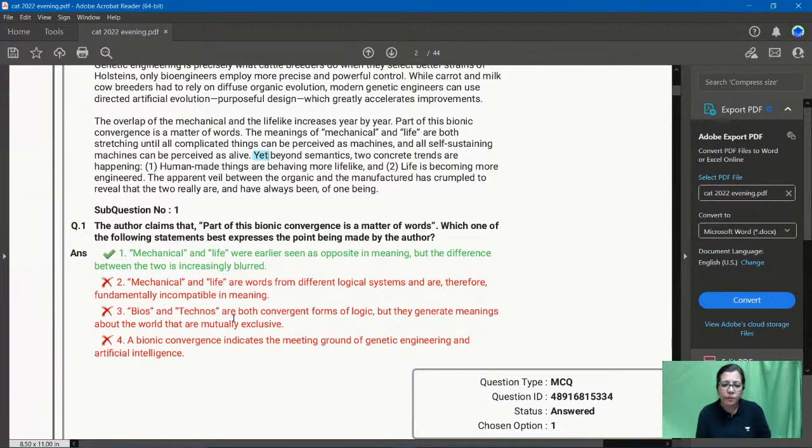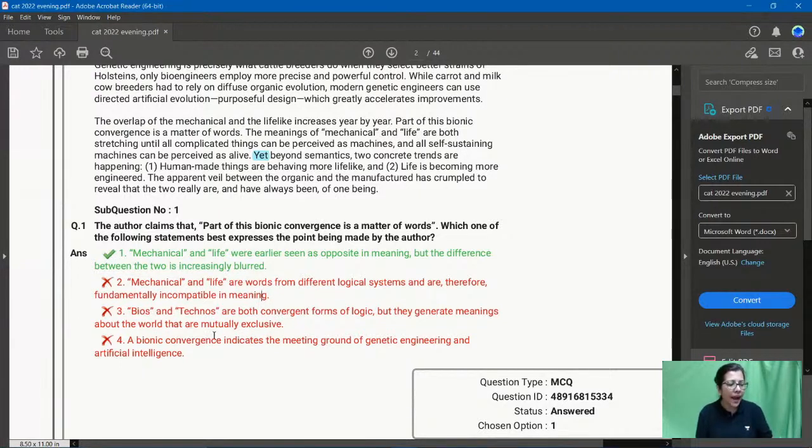Go to option 2. Mechanical and life are words from different logical systems and are therefore fundamentally incompatible in meaning. Incompatible is totally out. Incompatible in meaning बोले तो है ही नहीं, overlap है ही नहीं. So this is totally ulta. Okay. So my first elimination is option 2.